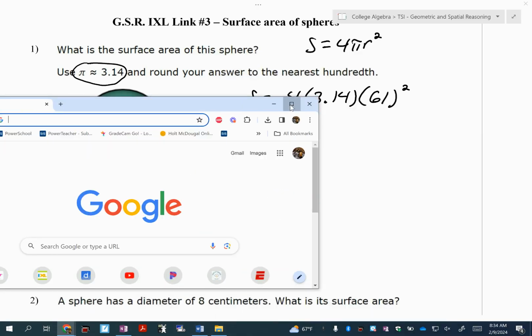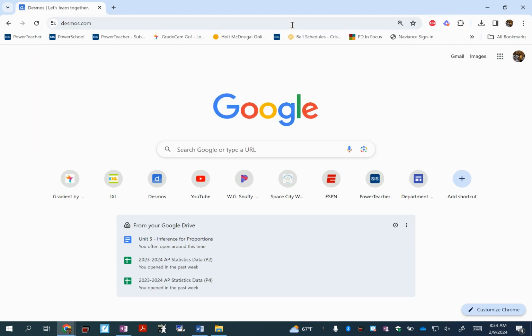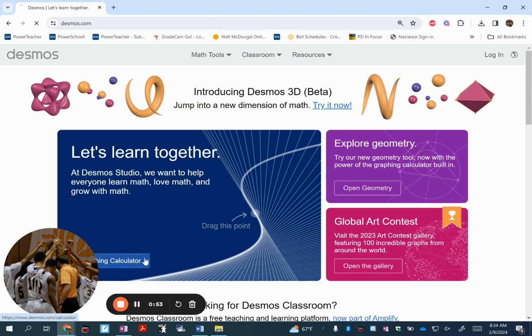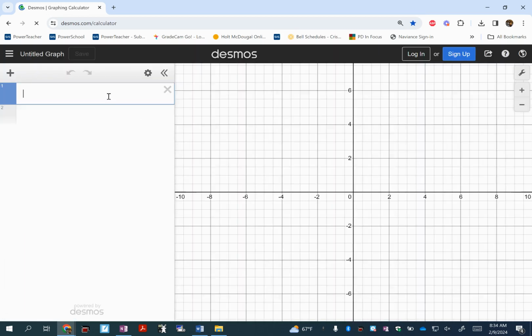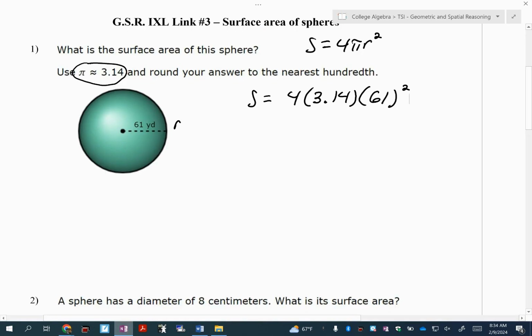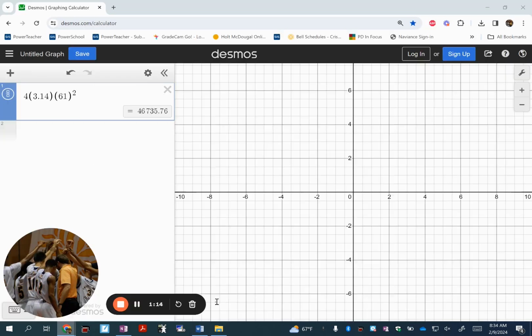Got my calculator here. And make sure when you do this that you don't forget to square the radius. So we have 4 times 3.14 times 61 squared. All right, so approximately 46,735.76. Let's look at the instructions. It says to round to the nearest hundredth, and actually in this calculation that I found, that is the hundredth place, so I'm just going to copy this down as it is, no rounding necessary.